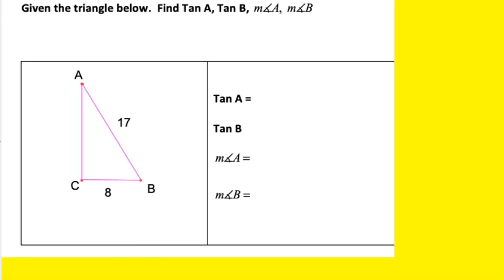All right, let's try another one. Here's a triangle. Go ahead and mark it with a right angle. And so we're going to find tangent of A, tangent of B, measure of angle A, measure of angle B.